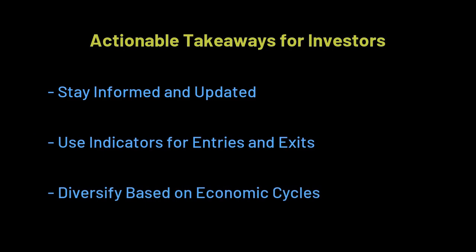Different sectors perform better during different stages of the economic cycle. For instance, tech stocks often do well in times of growth, while defensive sectors like utilities perform better during economic slowdowns. Use economic indicators to shift your portfolio accordingly.